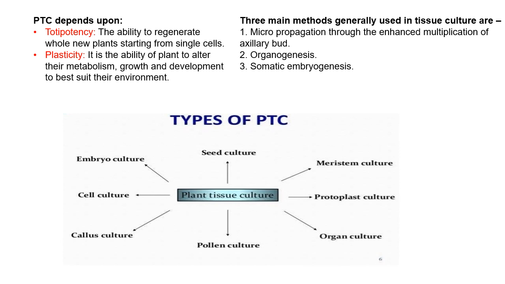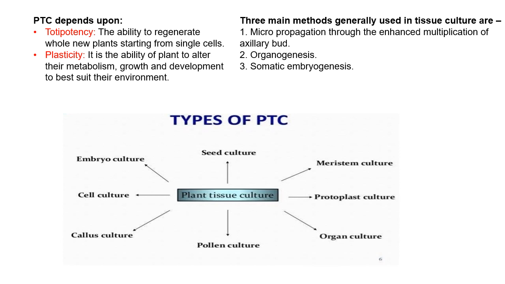Then there are three main methods which are generally used in tissue culture. First is micropropagation through the enhanced multiplication of axillary buds, that is the growing bud. Second is organogenesis, and third is somatic embryogenesis. We will see these in further slides. Just remember that these are methods which are widely used for tissue culture.